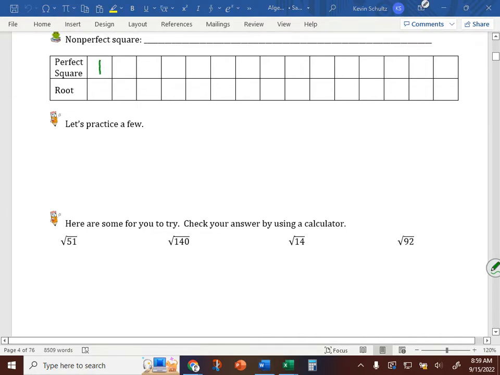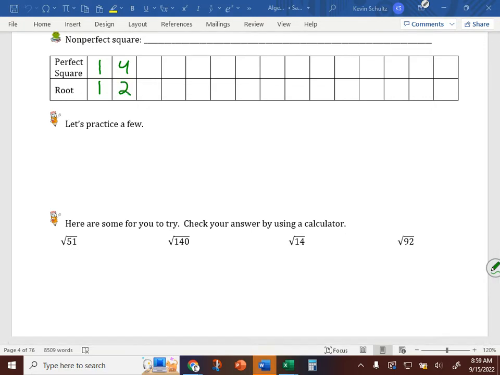1 is a perfect square. What's the root of 1? 1. 4 is a perfect square. What's the root of 4? 2. Next perfect square is 9. Its root is 3. Then comes 16. Root is 4. Then comes 25 and 5. 36 and 6. 49 and 7. 64 and 8. 81 and 9.